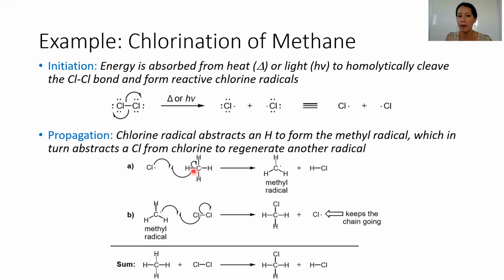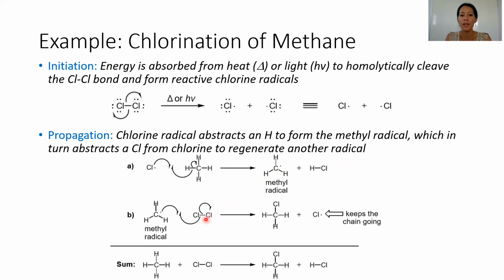When you do a fishhook arrow here, that means only one electron in the C-H bond will move and join with this chlorine radical to form an H-Cl bond shown here on the right. But what happens to the other electron? Follow the fishhook arrow. It goes and remains on the carbon. So you generate a methyl radical. That's what continues the chain.